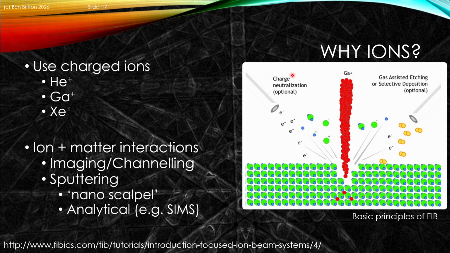We might also want to neutralize the charge, and so we can put in a charge neutralization system, and that can be quite useful. The incident ion can also cause damage to the lattice itself. In addition to creating holes and sputtering material, we can get implantation and other point defects and other things happening.